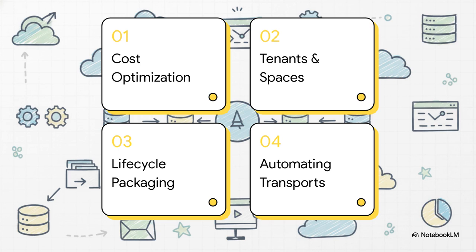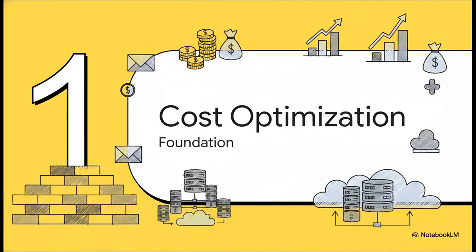1. Cost optimization foundation. 2. Architecting tenants and spaces. 3. Packaging content for lifecycle. And 4. Automating transports with ALM. Let's get right into it. Section 1. Cost Optimization Foundation.